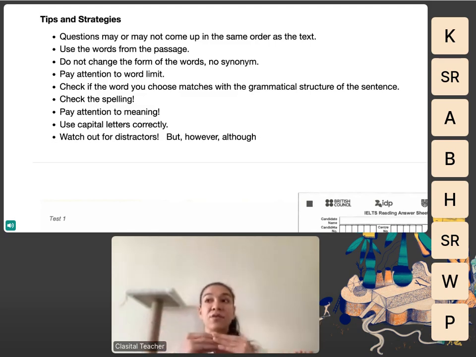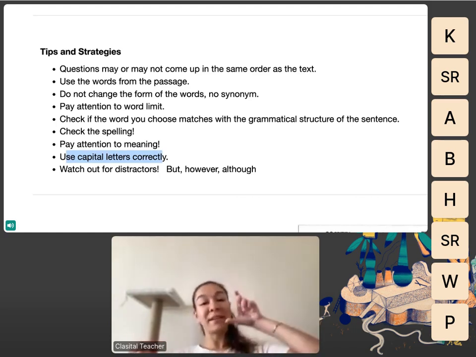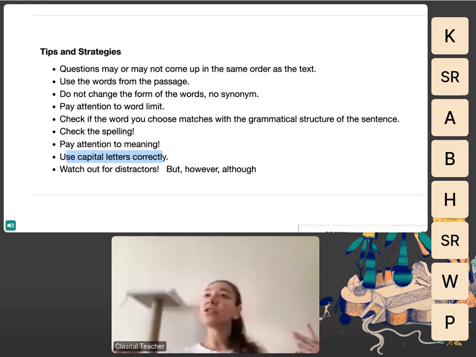Do not expect to see the same sentence in the passage and in the questions, but pay attention to the meaning. Most probably it is paraphrased, so you should focus on understanding the sentence in the passage. Use capital letters correctly. If the question is asking for a name or a place, you should write them with capital letters. If you are not certain about the capital letter, write them all in capital letters.